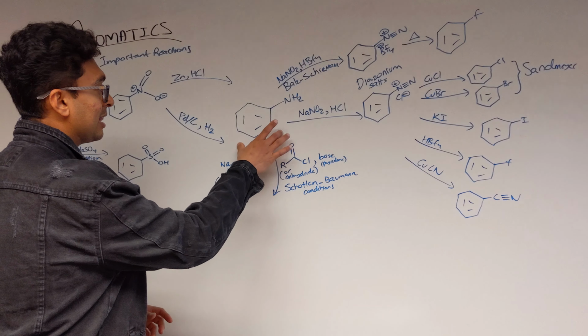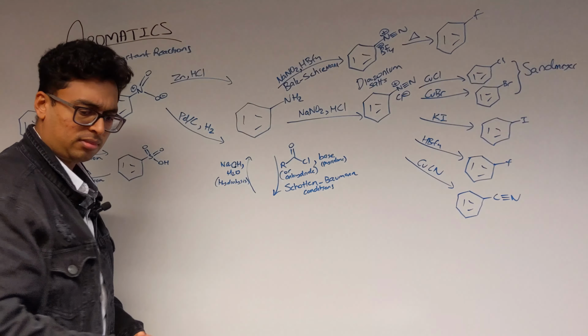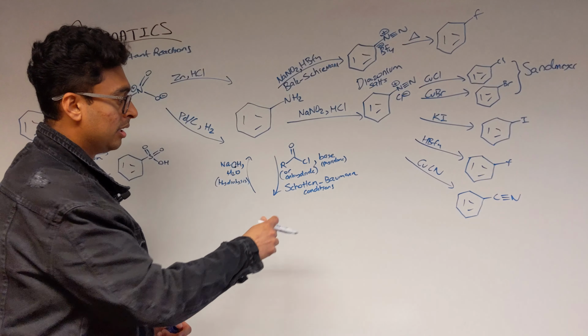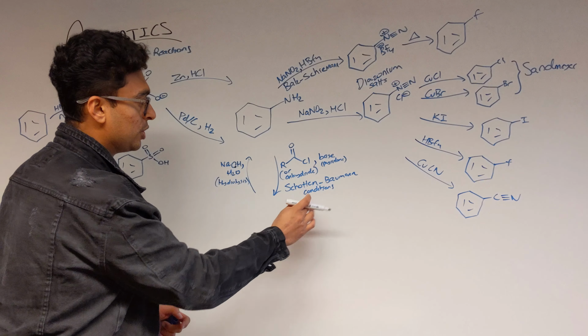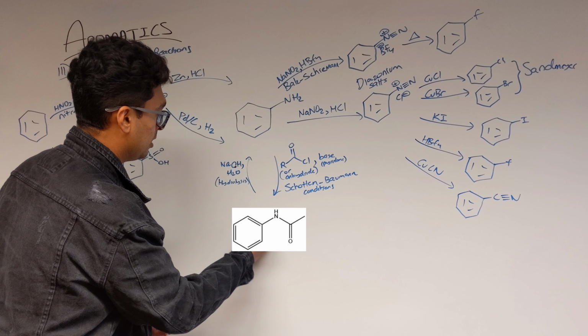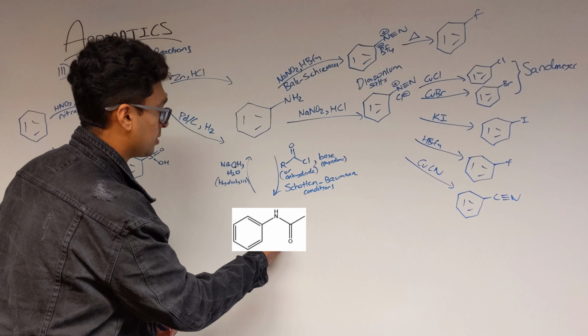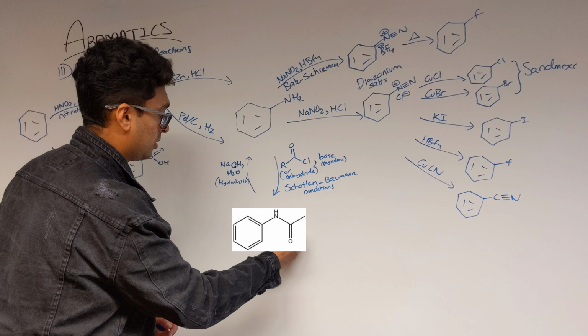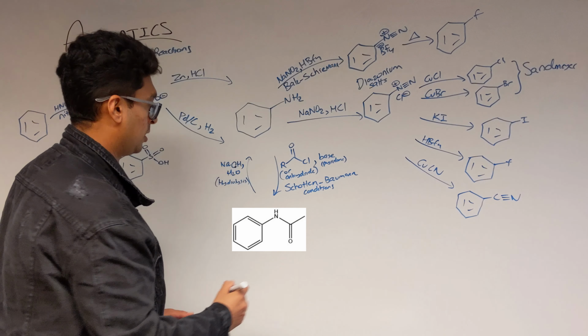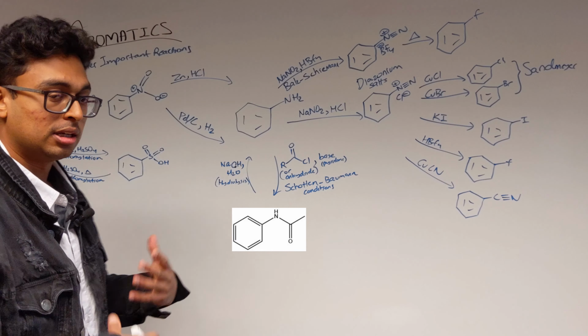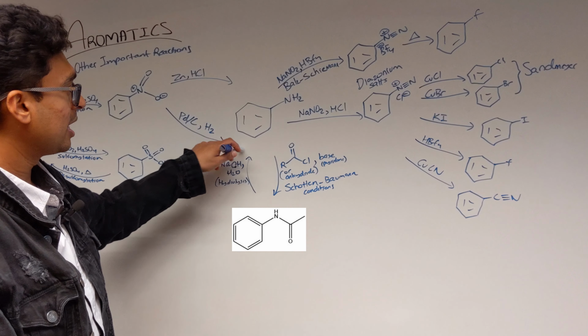Now, if I want to protect this amine, we just use acyl chloride or anhydride, base and pyridine, which are called Schotten-Baumann conditions. And you produce this, an amide. If I want to revert this back to an amine, I can just use sodium hydroxide and H2O, hydrolysis, and I can get this amine back.